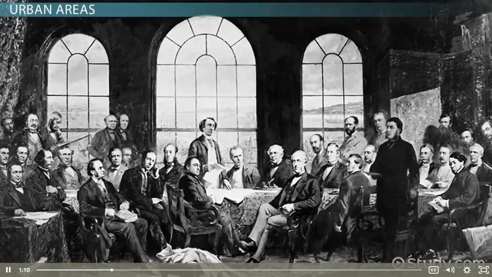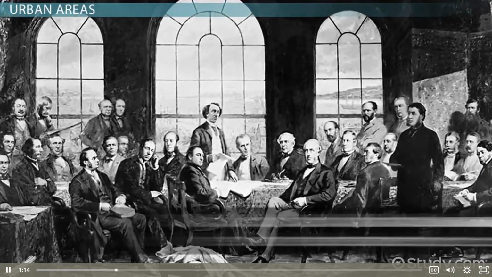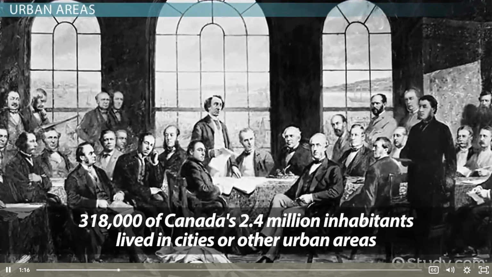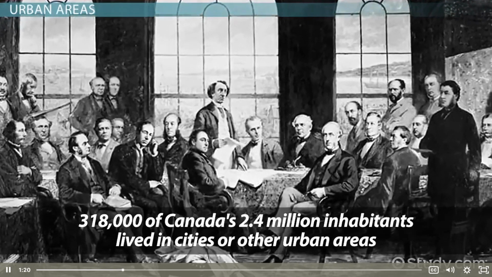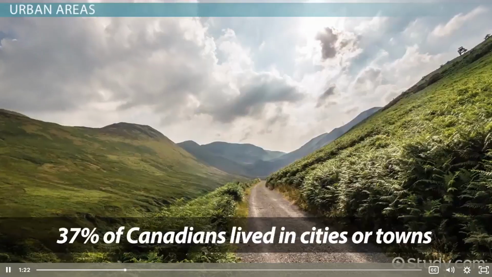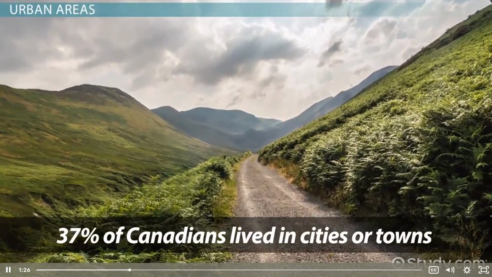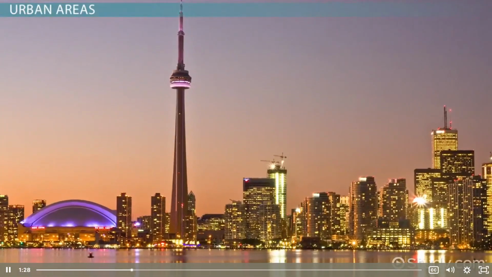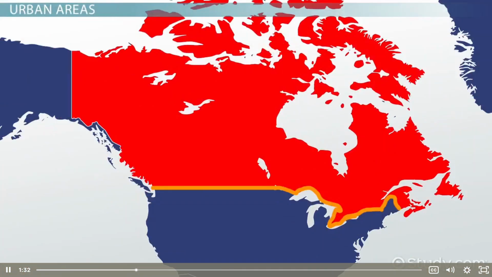In 1851, when Canada was still a conglomeration of British colonies, only roughly 318,000 of Canada's 2.4 million inhabitants lived in cities or other urban areas, about 13%. Only 50 years later, in 1901, 37% of Canadians lived in cities or towns, and by 2011, that number stood at a whopping 81%.